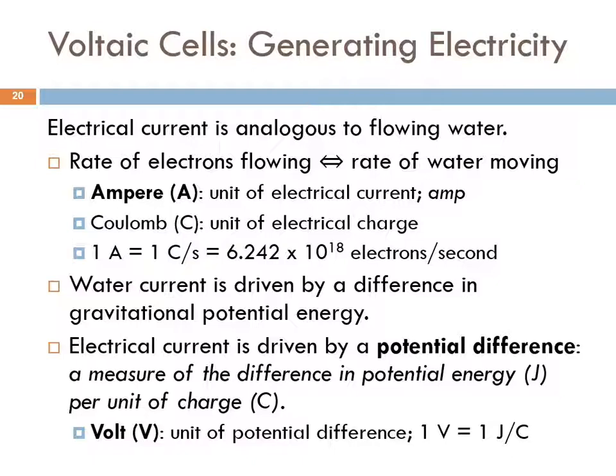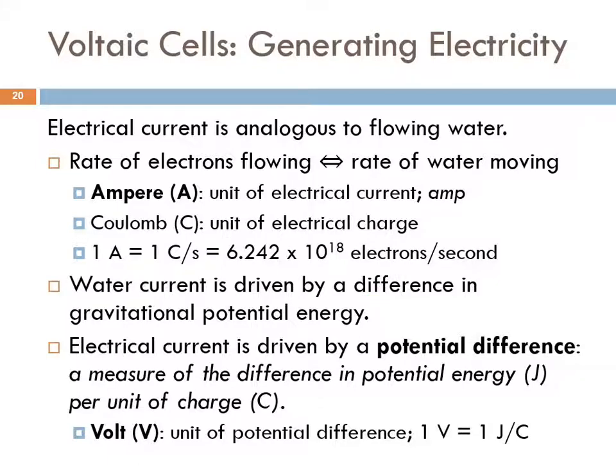How many miles per hour, how many gallons of water per minute are coming out of the dam, right? So an amp is 1 coulomb per second. And just if you're interested, that's equivalent to 6 × 10⁸ electrons per second.